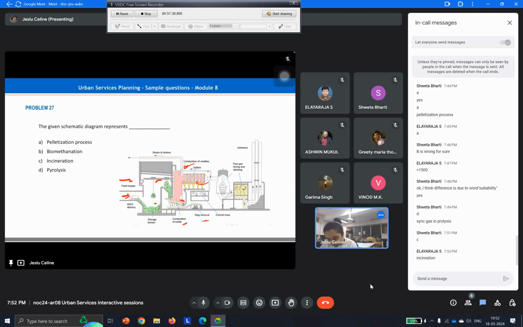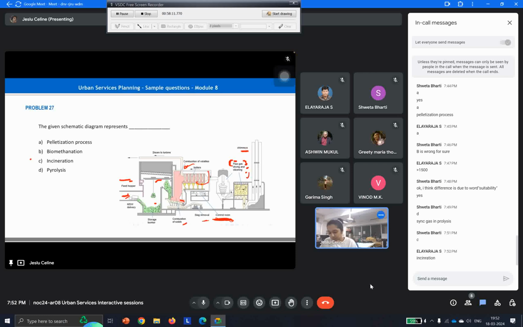Then we have a controlled room. Again, this is a keyword. So this is a controlled room which is there. And then we have flue gas, drying, cleaning. So flue gas, that's again another term. Then we have chimneys. So yes, LA Raja says incineration. Okay. Anybody, any other answers? Yeah, so the answer is right.